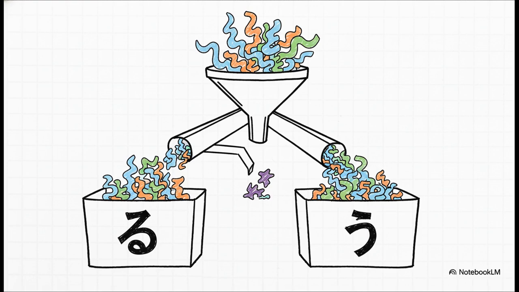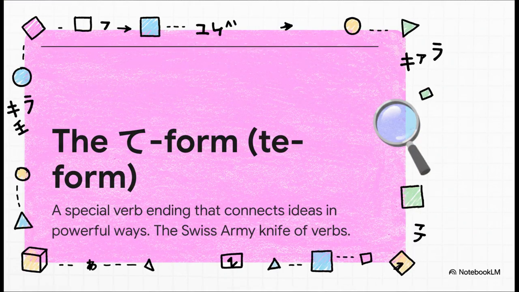It's a system. Now, if you're going to focus on learning one verb form, make it this one. The te form is like the Swiss Army knife of Japanese grammar. It's a special ending you put on a verb that lets you link ideas, make requests, describe what's happening right now.